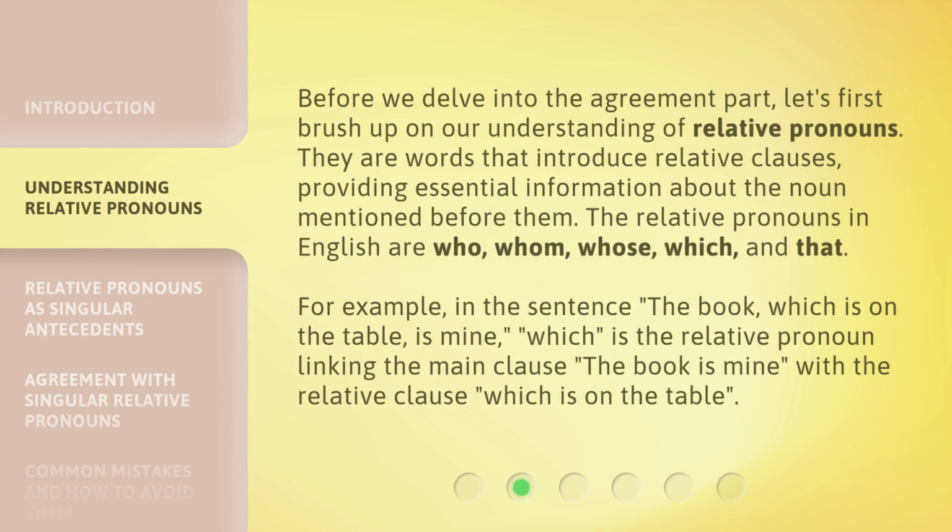Before we delve into the agreement part, let's first brush up on our understanding of relative pronouns. They are words that introduce relative clauses, providing essential information about the noun mentioned before them. The relative pronouns in English are who, whom, whose, which, and that. For example, in the sentence, "The book, which is on the table, is mine," which is the relative pronoun linking the main clause, "The book is mine," with the relative clause, "which is on the table."